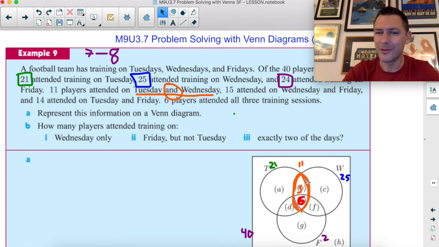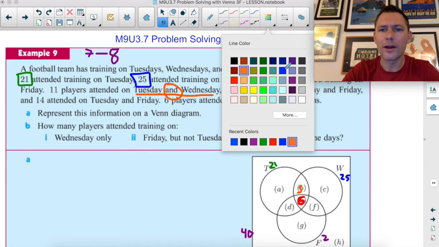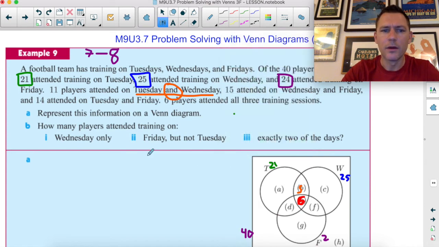You see where I'm going with this? Okay, let's keep going then. Boom, let's do, I don't know, green. 15 attended Wednesday and Friday. Here's Wednesday and Friday, 15 attended. That was 15. If 6 are already counted, then we have 9 left over there.